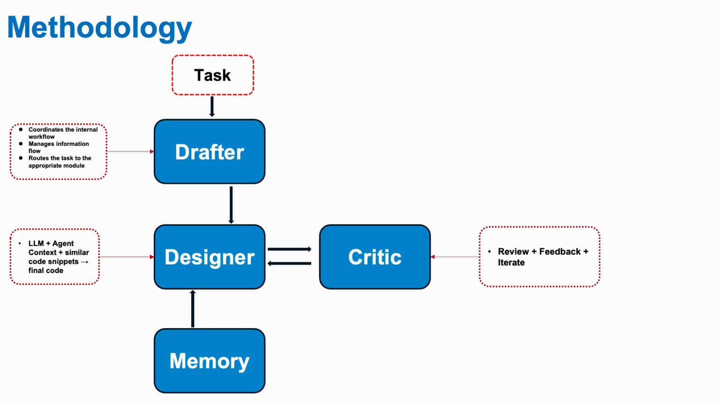The critic reviews the code produced by the designer, checks it against the draft's role and available APIs, and provides detailed feedback. The designer revises the code in response, iterating until the critic confirms it meets the required standard.